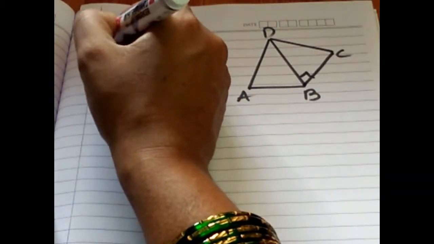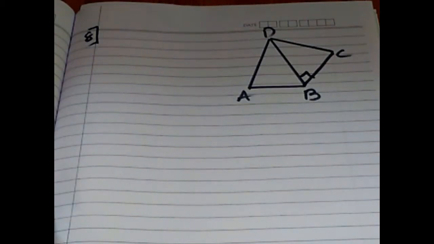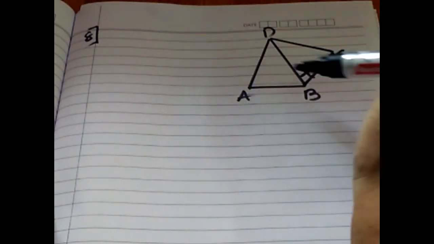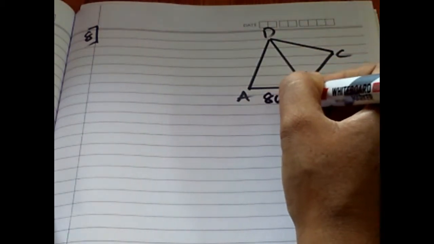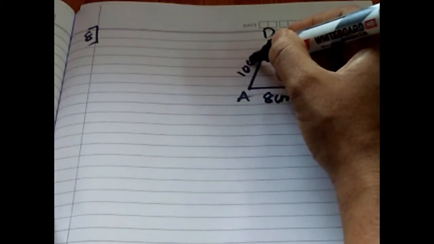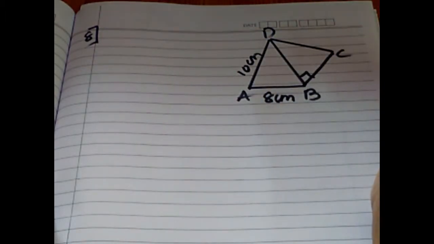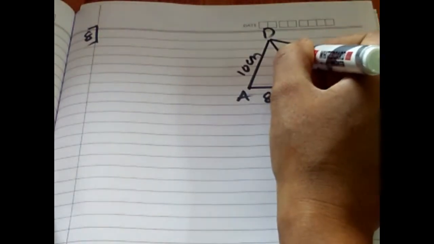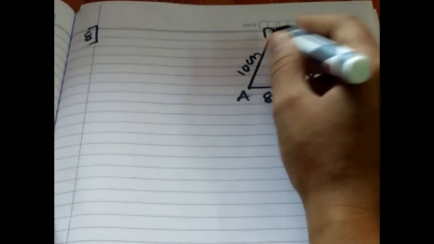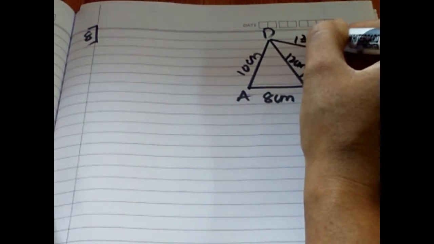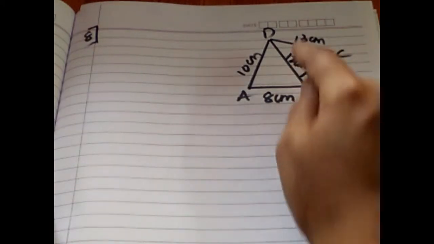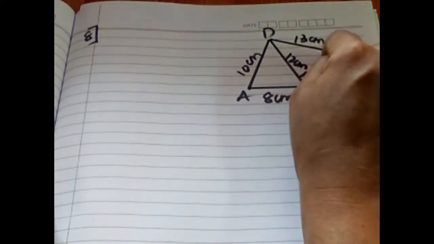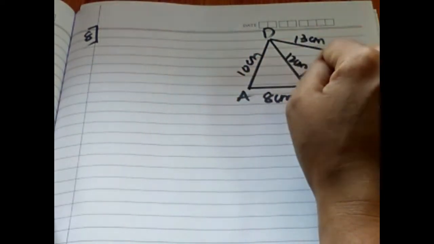Question number 8. Find the area and perimeter of the quadrilateral ABCD given below. If AB is equal to 8 cm, AD is equal to 10 cm and BD is equal to 12 cm, DC is equal to 13 cm and angle DBC is equal to 90 degrees. This is the given information. So the question is to find the area as well as the perimeter of quadrilateral ABCD.